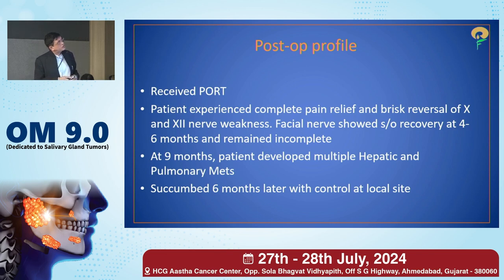Now what happened to this guy? He received postoperative radiation. He experienced complete pain relief and brisk reversal of the 10th and 12th nerve weaknesses which had crept in. Facial nerve showed slow recovery at 4 to 6 months. However, at 9 months, he developed multiple hepatic and pulmonary mets and succumbed 6 months later with determinate control at the primary site.